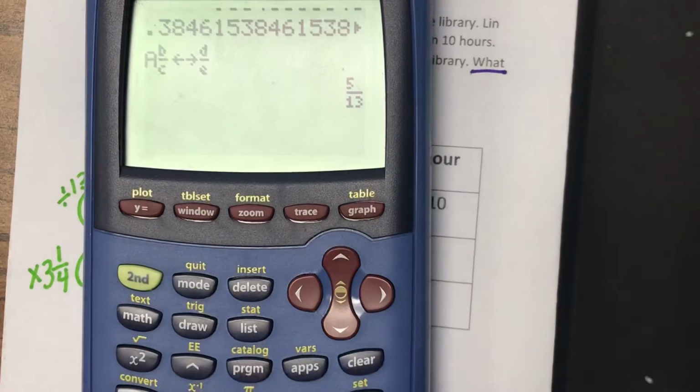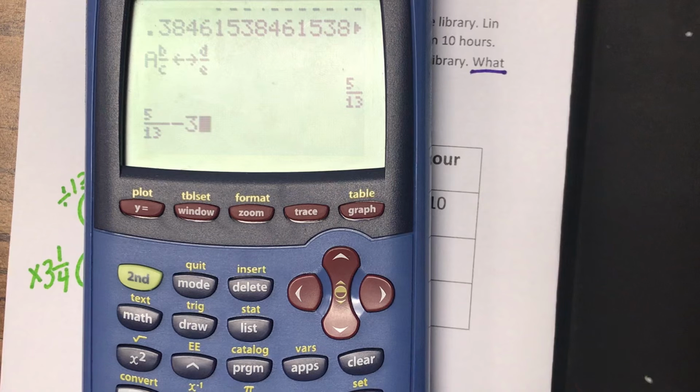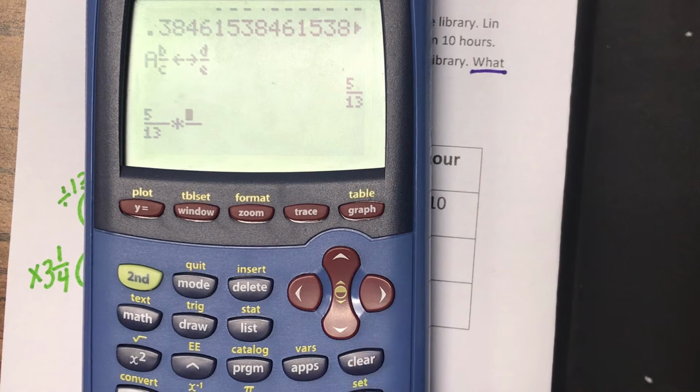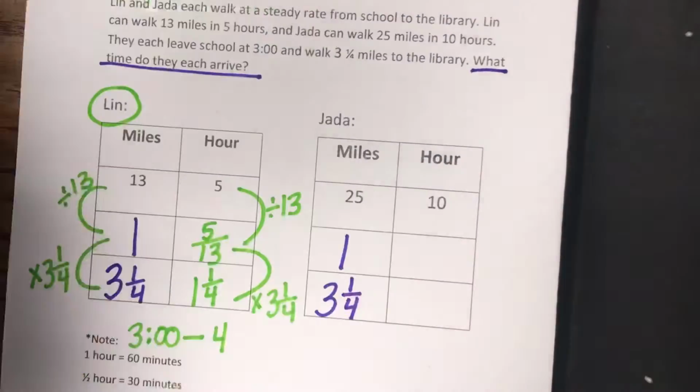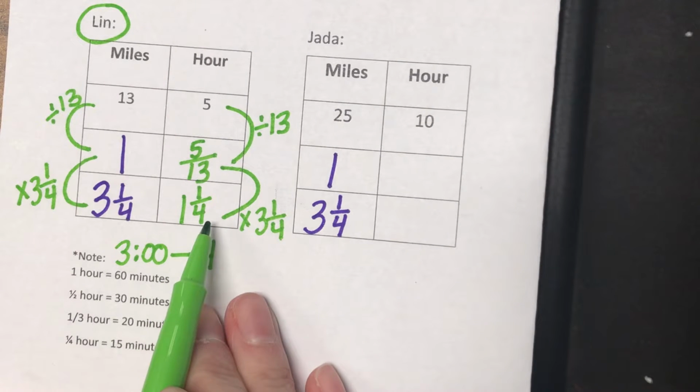So if I take 5 over 13 times 3, and, oh, I accidentally put a minus. Make sure you put your right numbers. 3 1/4. And I get 1 1/4. So that tells me it takes her an hour and 1/4 of an hour.